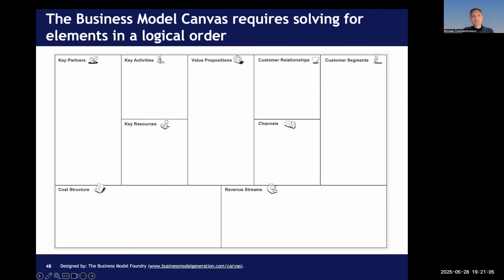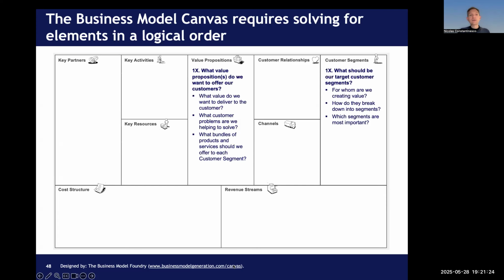And the very first thing that you need to solve is actually two things at the same time. Who do you want to target and what value proposition do you want to make to them? So in other words, what promise do you want to make to whom? That's the first thing you need to solve. That's the core. In fact, the whole purpose of this business model is to be able to deliver this value proposition to these people, this segment, to these segments.